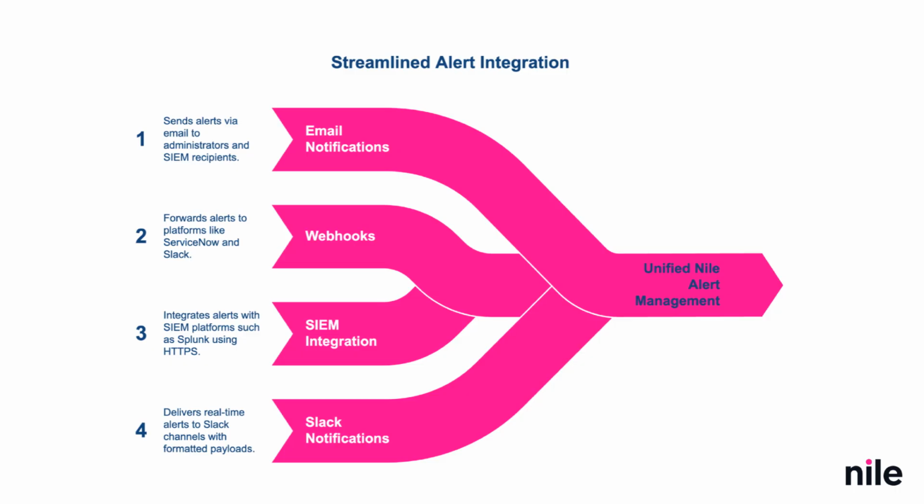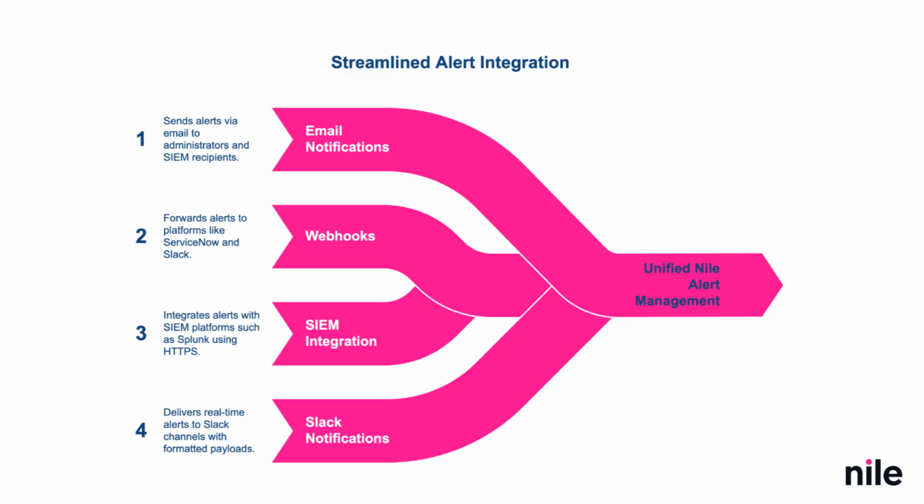Every admin receives critical alerts directly in their inbox. If your security team needs copies in your SIEM solution, those can be included as well. No one misses urgent news. Next are webhooks. Webhooks are magic for automation and integration. With them, Nile can forward alerts to platforms like ServiceNow for IT service management, or even to Slack, so your team gets real-time notifications as things happen. If your tool accepts webhooks, you're good to go.